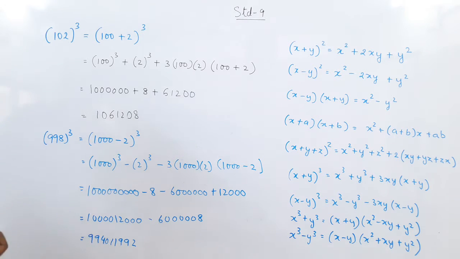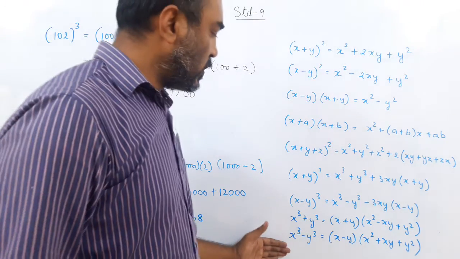9,940. So I have done the calculation my way. I hope this is the right answer. But we have made use of the formula to solve this sum, right? So what we have done is learn two new formulae today: x plus y the whole cube and x minus y the whole cube.